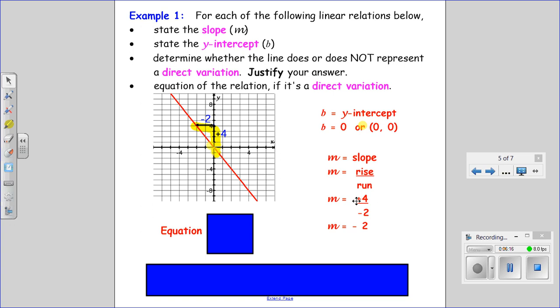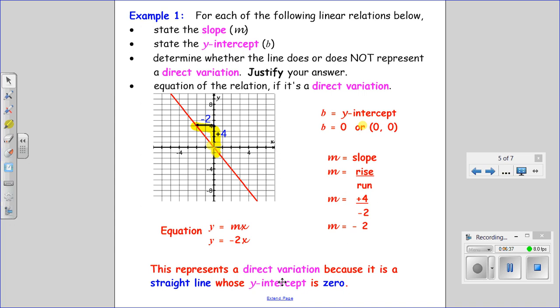And since this line has a negative correlation, and it indicates it's a decreasing relationship, it makes sense that the slope should also be negative. Now the equation of the line is y equals mx, so it just becomes y equals negative 2x. And this equation does represent a direct variation because it's a straight line whose y-intercept is 0.